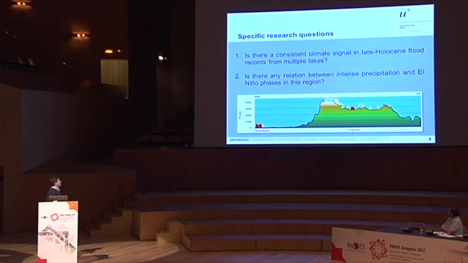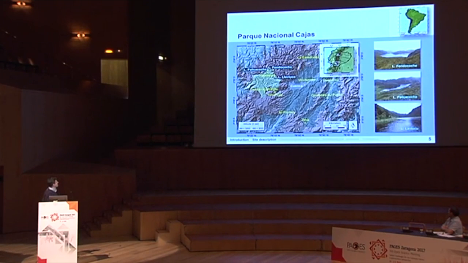That's why we went also to this region, and we also were looking whether we find late Holocene flood records from multiple lakes. So we also investigated 2 more lakes, and moreover, we got access to meteorological data, which was not there for the last study, or the last 2 studies, and we got access to 9 different meteorological stations up there. So our second question was whether there is any relation between intense precipitation and El Nino phases in this region.